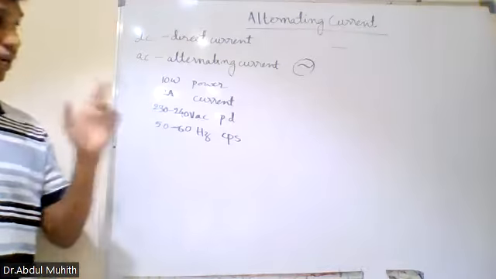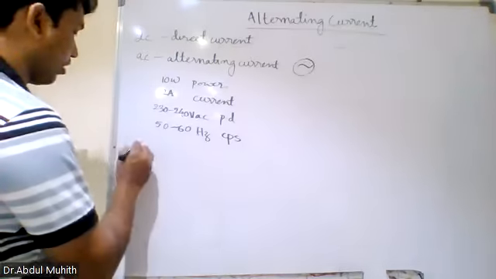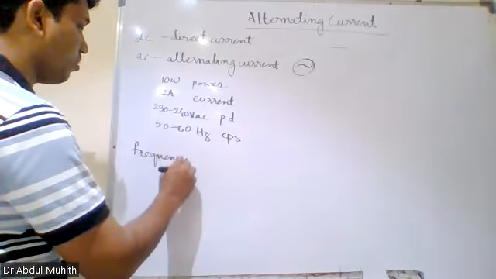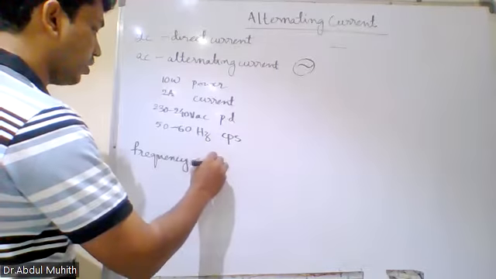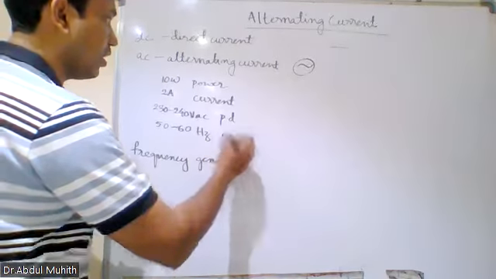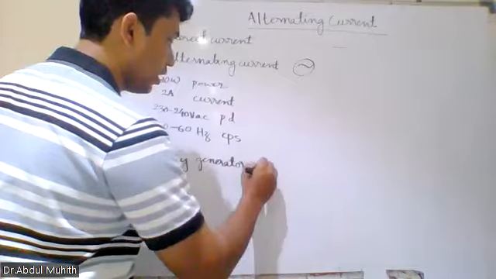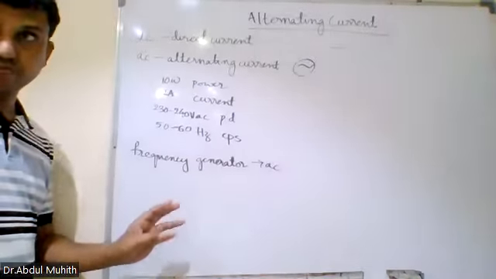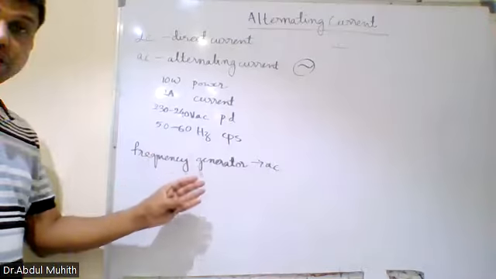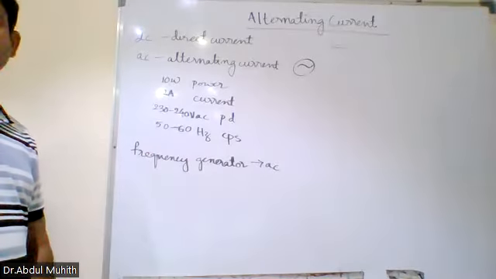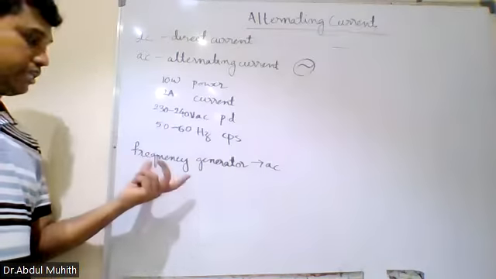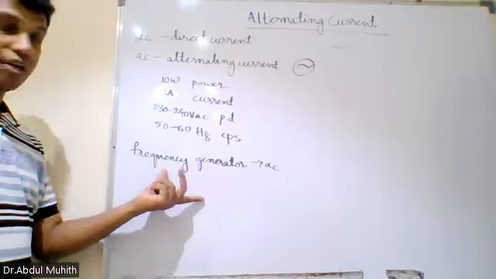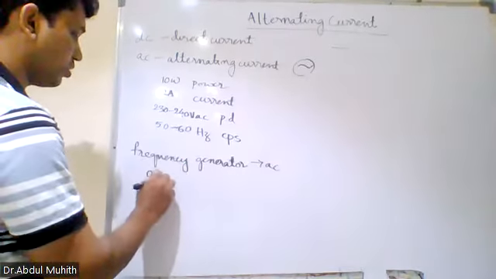Is that clear? Now, there is a frequency generator. This is very, very important. A frequency generator is generating alternating current, it produces AC, which means if you touch it you won't get any shock. You understood? But you can increase and decrease the frequency. There is a device called a frequency generator, also called an oscillator. One more name is oscillator.